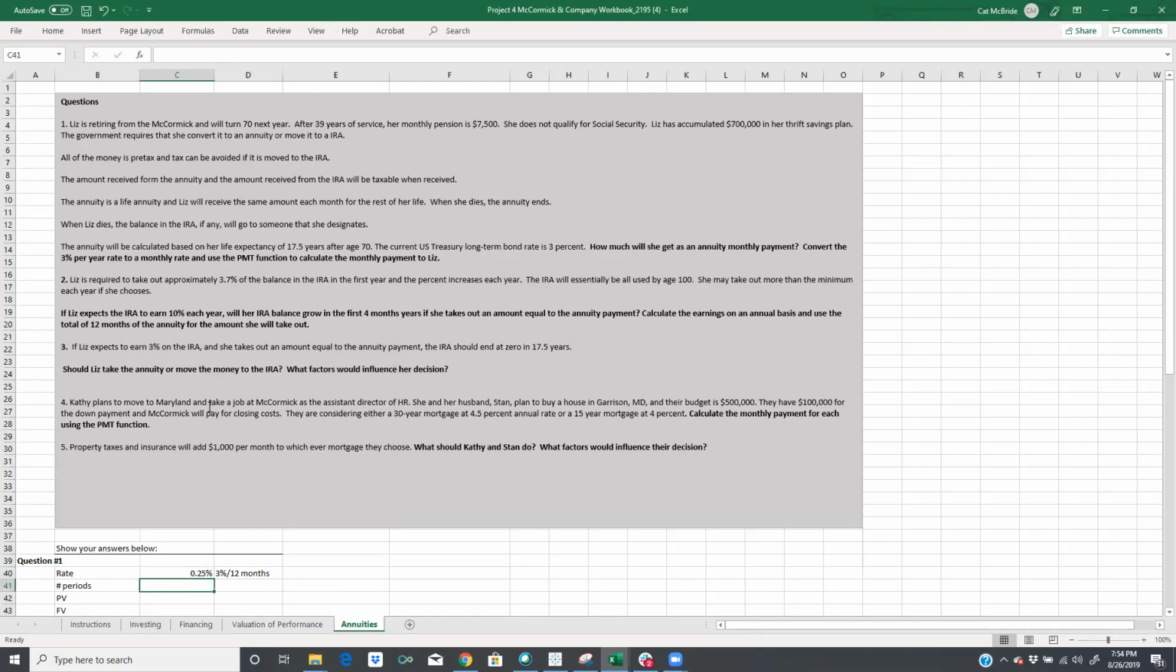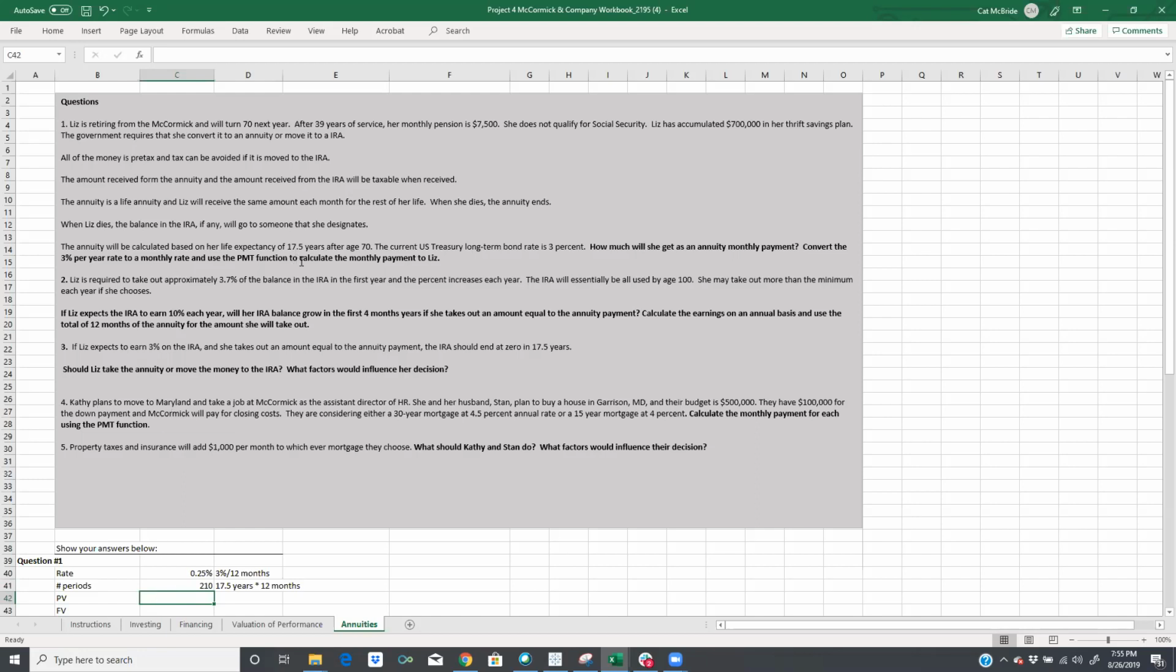Okay, the number of periods is 17.5 years. So if we have 17.5 years, we're going to multiply that by 12 months to figure out how many months. So I'm going to go to my calculator, or I can just do this: 17.5 times 12. So I have 210 months.